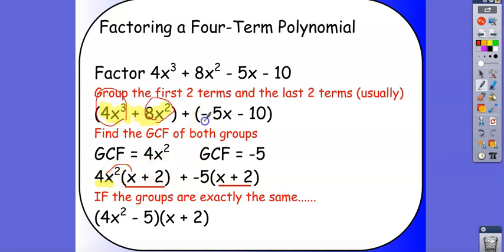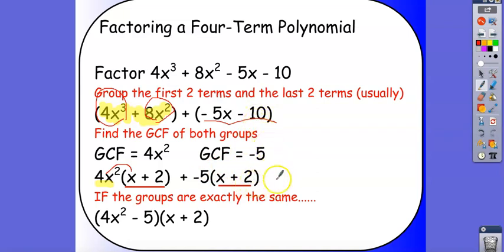Now I'm going to look at the second group. In this one, I'm going to take out a negative 5. Because this has a 5 and a 10 in it, I can't take out a negative 5x, because the 10 doesn't have an x in it. So if I take out a negative 5, negative 5 times what would give me negative 5x squared? x. Negative 5 times what would give me negative 10? It would be a positive 2, because negative times a positive gives a negative.